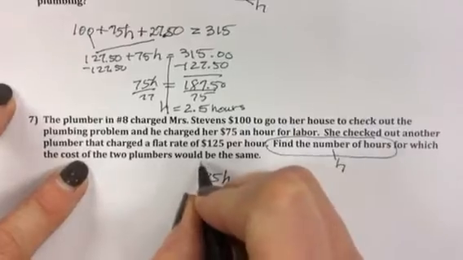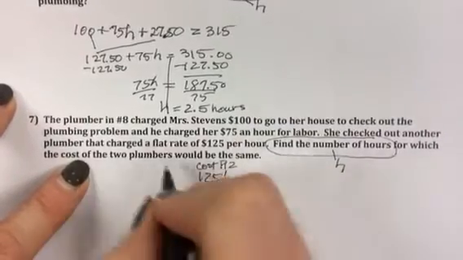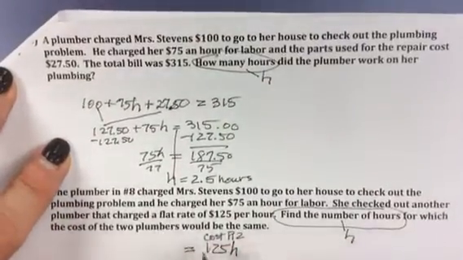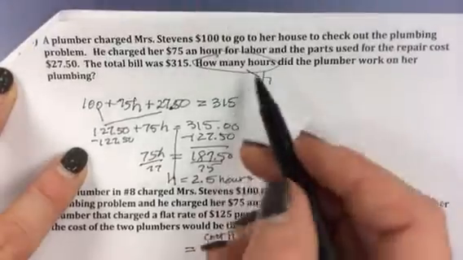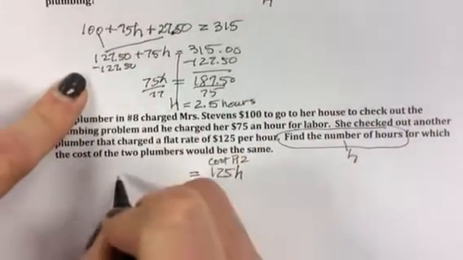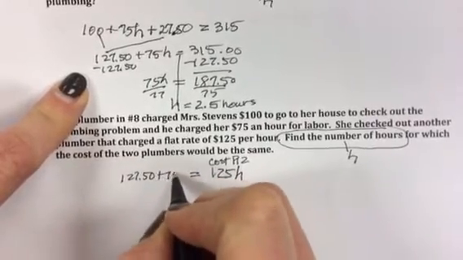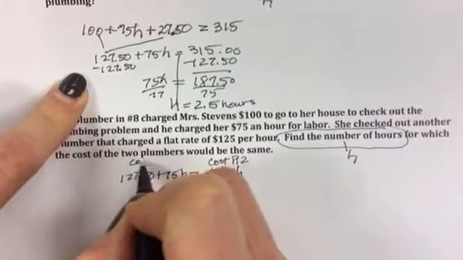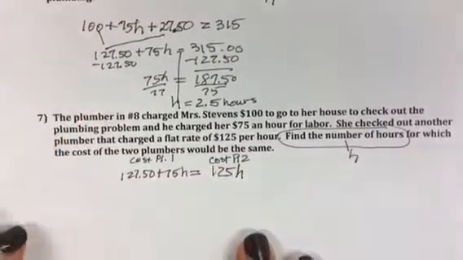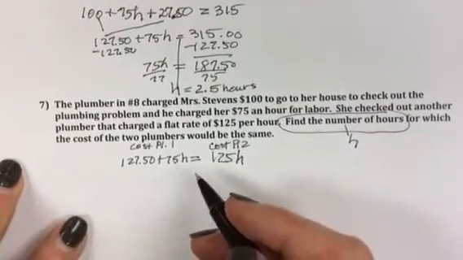So if this is the cost of, I'm going to call him plumber 2, PL2, let's set that equal to, we'll find where they are the same. We have to set their charges equal. So the charge for plumber 1 is, I'm going to use this equation, 127.50 plus 75H. So this is the cost of plumber 2. And they want to know where they cost the same. So here's where they're the same. So now we're going to solve for H and see how many hours that is.